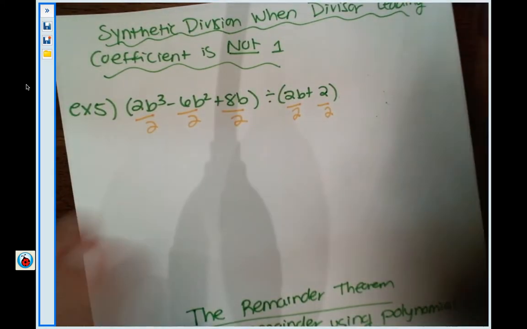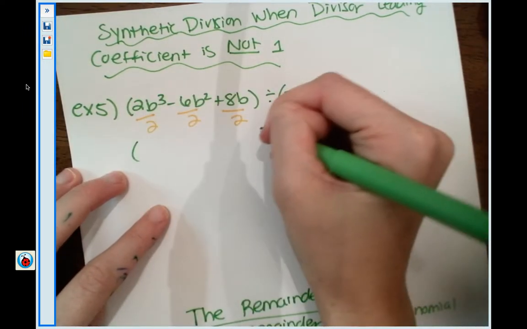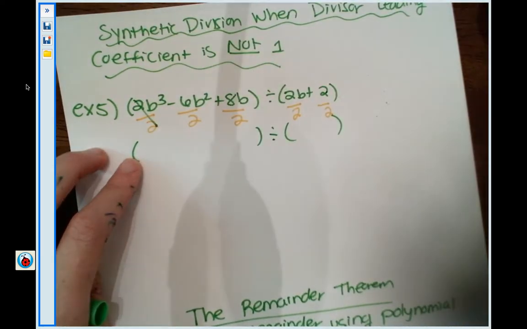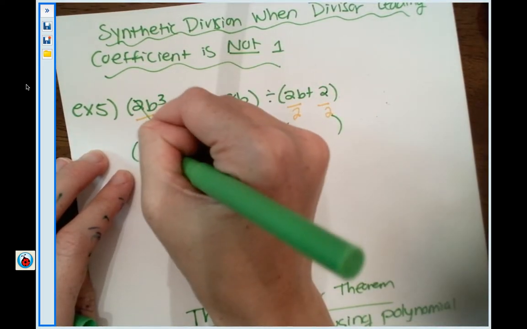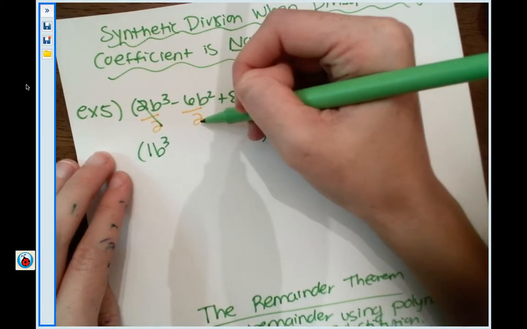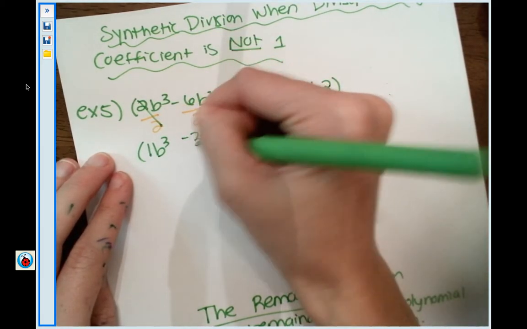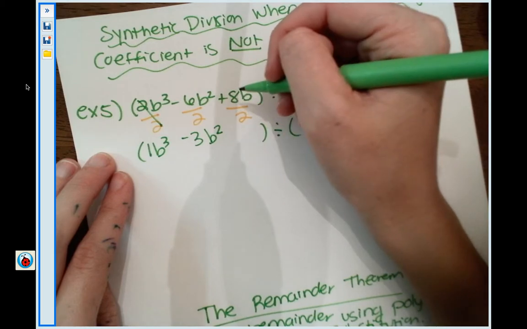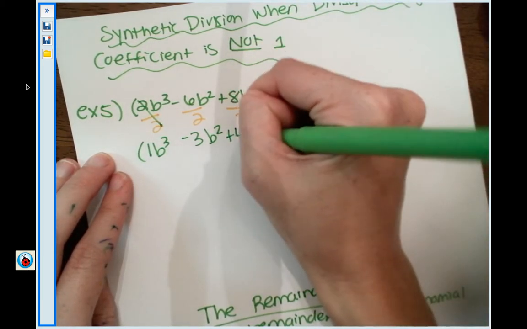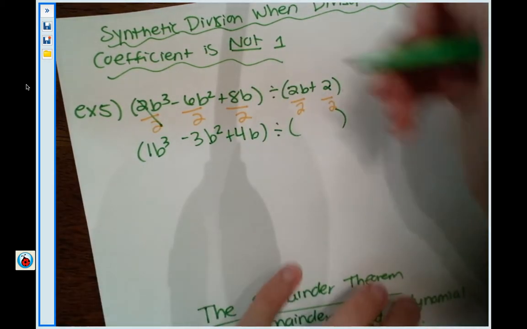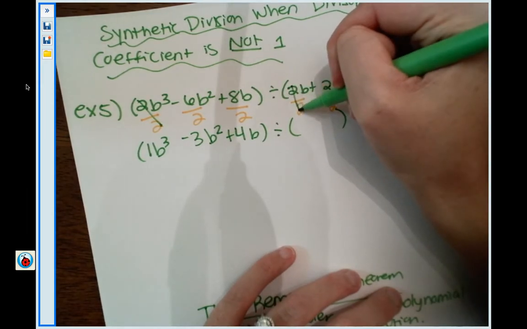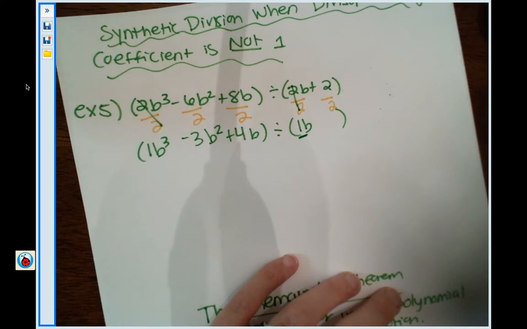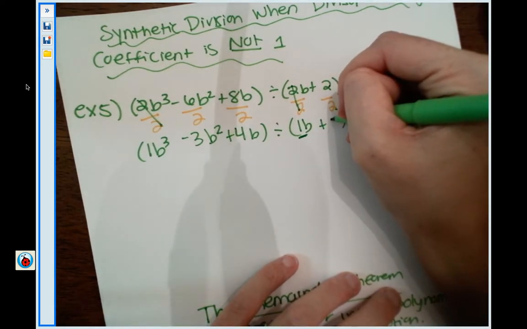Okay, so now let's see what happens. 2 divided by 2 cancels out and turns to 1, so this is 1b to the third. Negative 6 divided by 2 is negative 3, so it'll be negative 3b squared. And 8 divided by 2 is a 4, and a positive 4, so it'll be positive 4b. Alright guys, 2 divided by 2 is 1. Holy hot dog, which we want that to be a 1. We always want that to be a 1. Plus, 2 divided by 2 is 1.